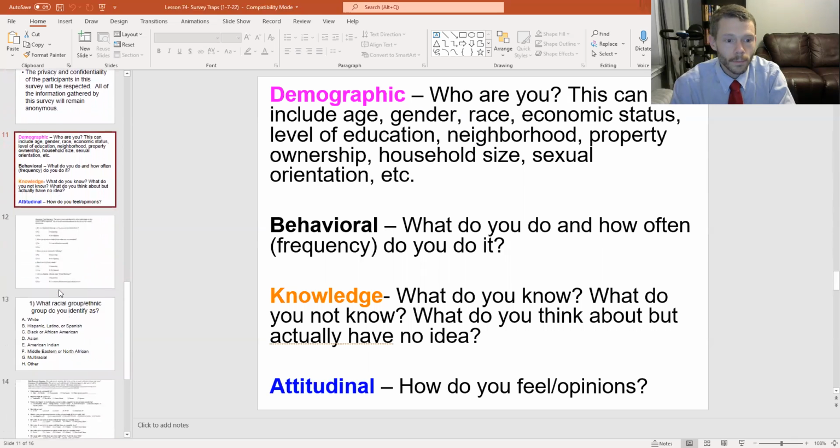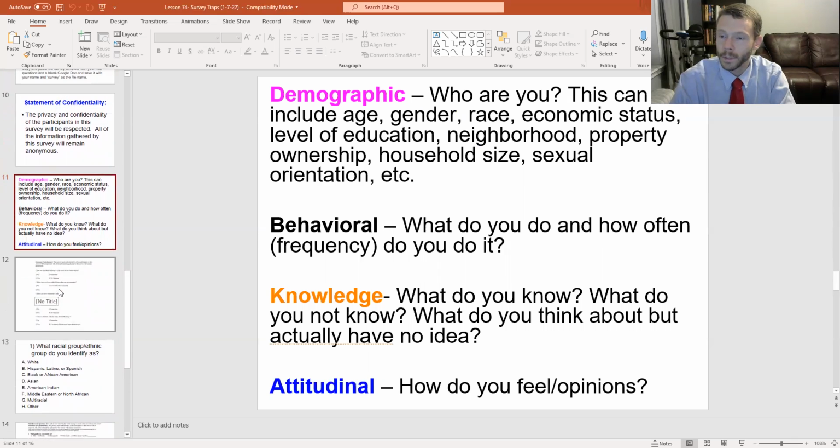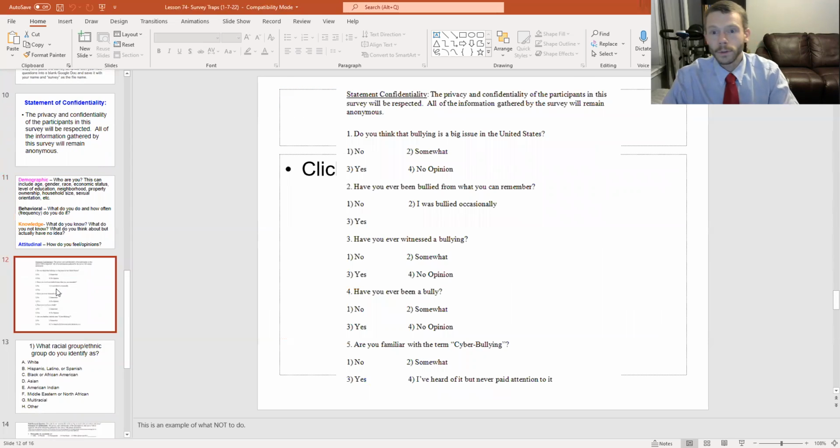We'll end this second part by looking at 2 more slides, one of which is a really bad survey from a former student. That was an initial first draft, and then the second just being a well-developed survey question. So if you notice, the student copy-pasted the statement of confidentiality, but didn't bother to write statement of, it just says statement confidentiality. That's kind of a problem. And the first question says, do you think that bullying is a big issue in the United States? No, somewhat, yes, no opinion. Well, this is a perfect example of what not to do, right? Like, what does that even mean? What is a big issue?